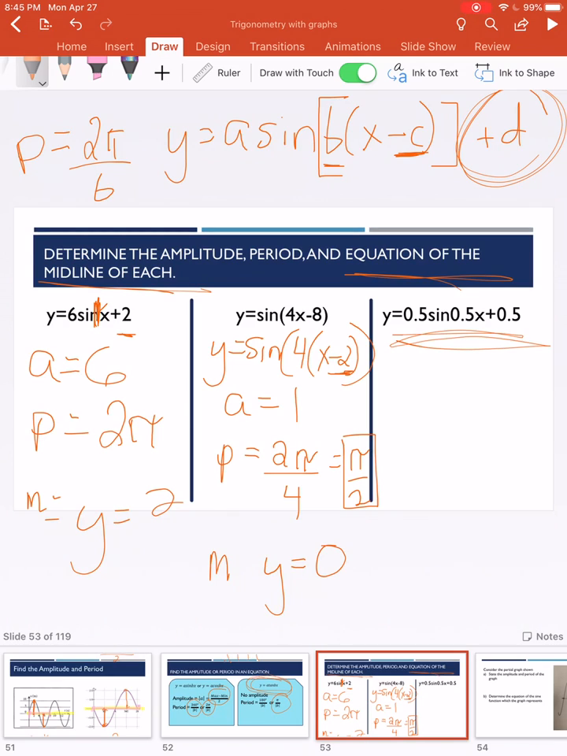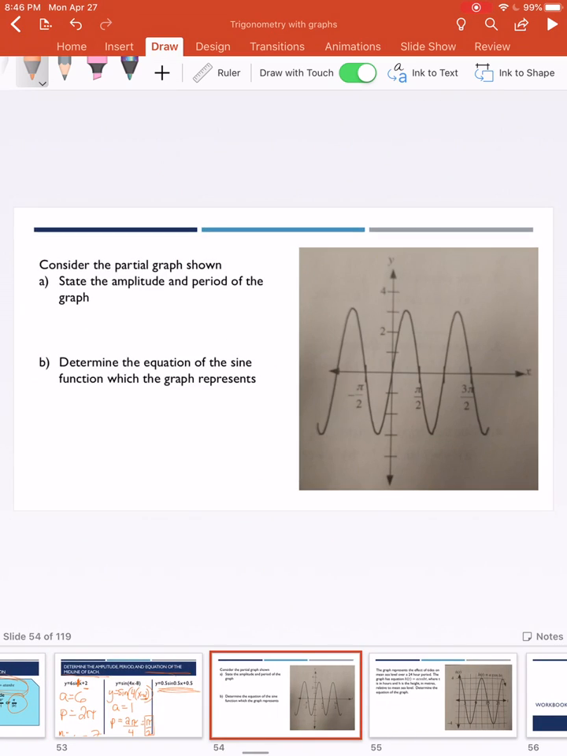Okay, and we're going to skip this one. You can try it if you want. The answers are in the notes online, and we'll move ahead.